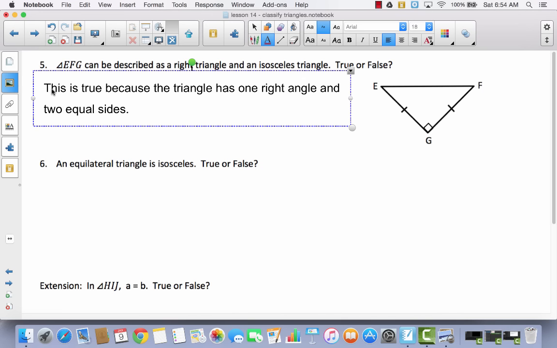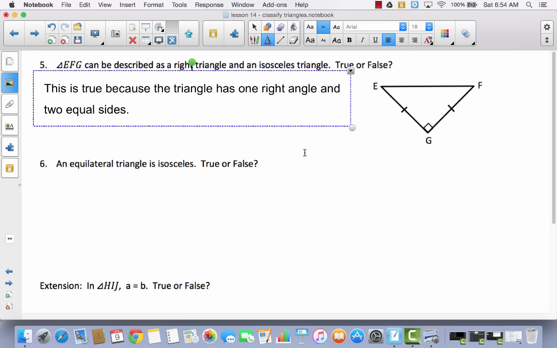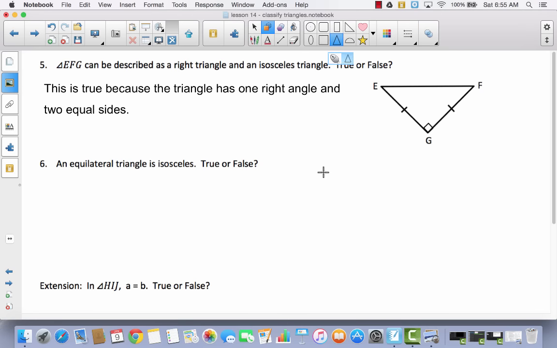An equilateral triangle is isosceles. True or false? What do you think about that? An equilateral triangle is an isosceles triangle. Well, an equilateral triangle has 3 equal sides. And an isosceles triangle has at least 2 equal sides. So is an equilateral triangle an isosceles triangle? Let's draw a triangle here. You don't have to, you can freehand this, but let's go ahead and try to draw an equilateral triangle.